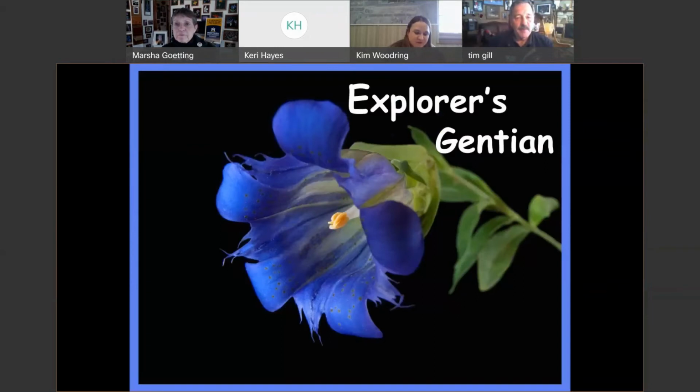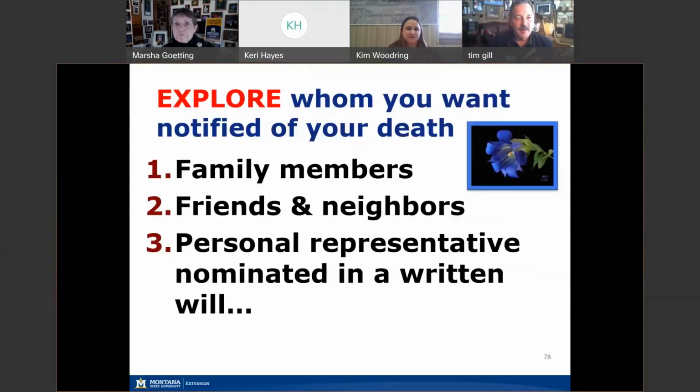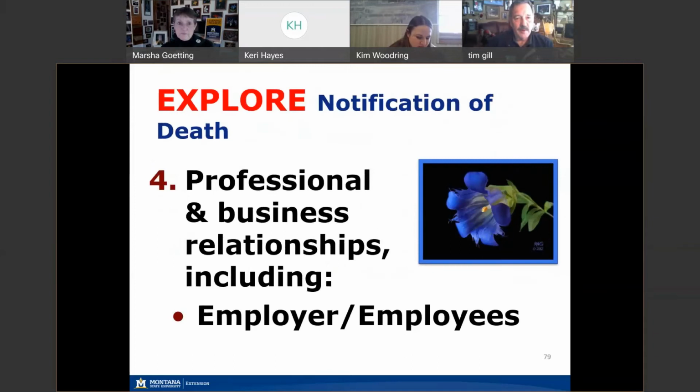We have the Explorer's Gentian, which reminds us of the death notification. So who do you want to know after you have passed on, who do you want to know that you have died? You're going to want to let your family members know, possibly your friends and neighbors, your personal representative. And your personal representative is your person in charge of your estate, usually decided by you. You might want to notify your professional and business relationships, including your employer or employees.